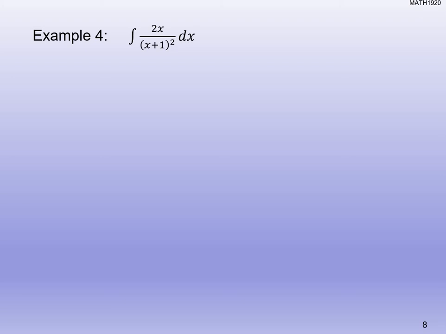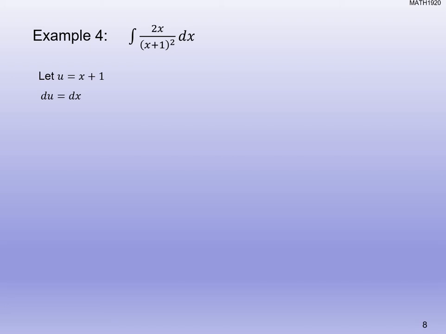Another example here, a little bit more complicated on this one. Okay. We have the integral of 2x divided by x plus 1 quantity squared dx. Okay, so we're going to do some u substitution. Careful when you choose u as the denominator here. Choose the u to be what's in parentheses. Okay, so we're going to let u equal x plus 1. Okay, so du equals dx here.